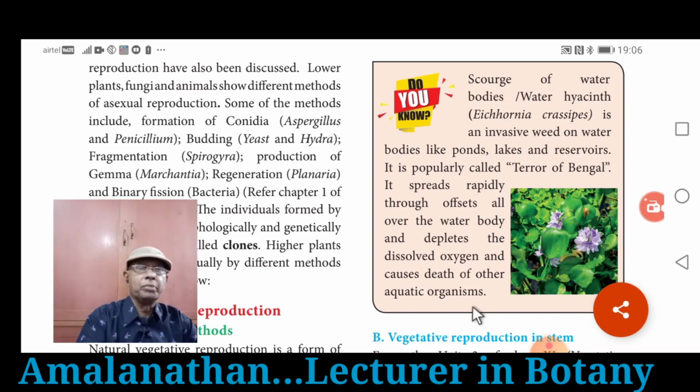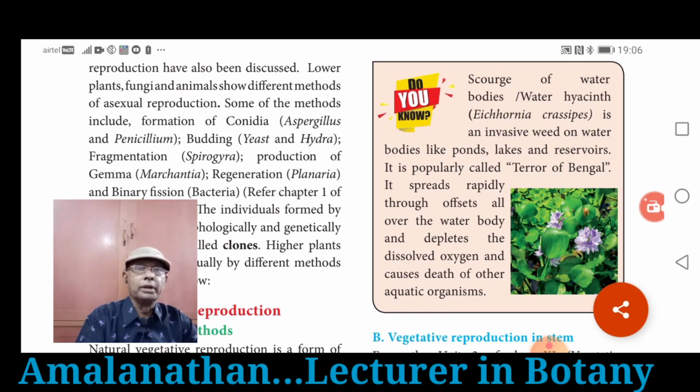The next method is by gemmae. In Marchantia, a bryophytic organism, a number of cup-like structures are produced on the dorsal surface of the thallus. They are called gemma cups. Inside the gemma cup, spores are produced. They are called gemmae. Each gemma germinates into a new thallus of Marchantia.